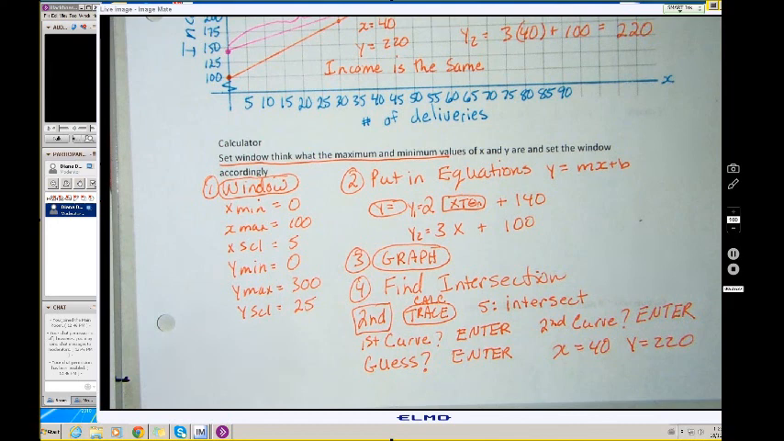Are there any questions on that graphing calculator? Other than we'll have to get yours to show 2 lines.